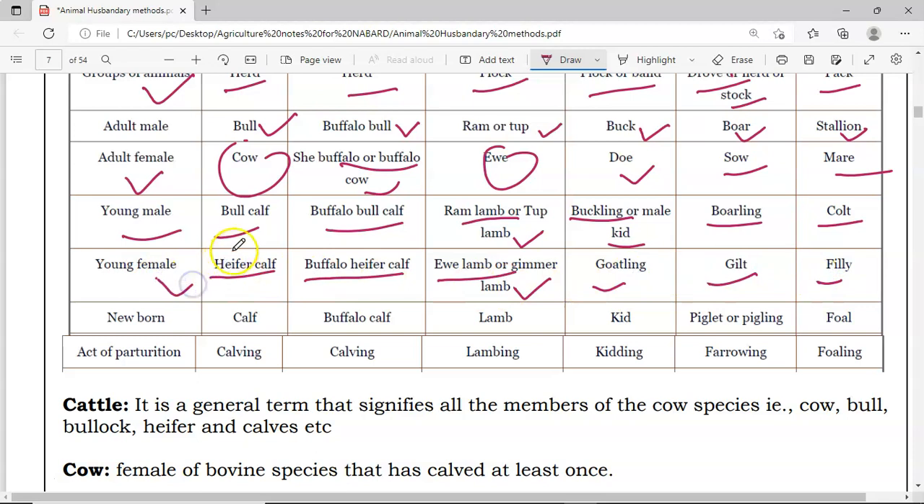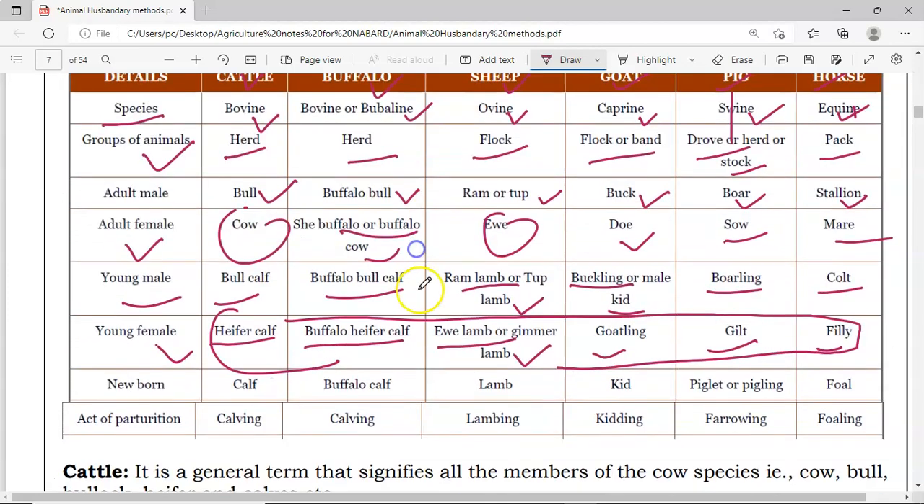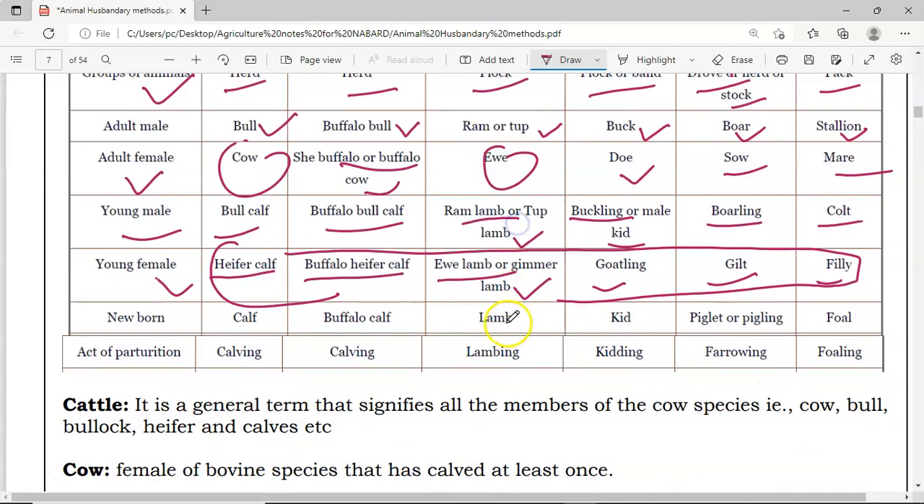Young female is very important. Sometimes you can have a question on this: the young female of the buffalo is known as a heifer calf, and of the sheep is known as a ewe lamb. So remember these terms. Newborn is known as calf, buffalo calf, lamb, kid, piglet or pigling, and foal.